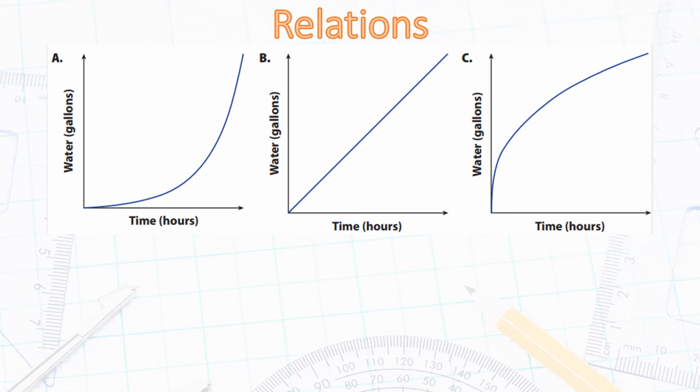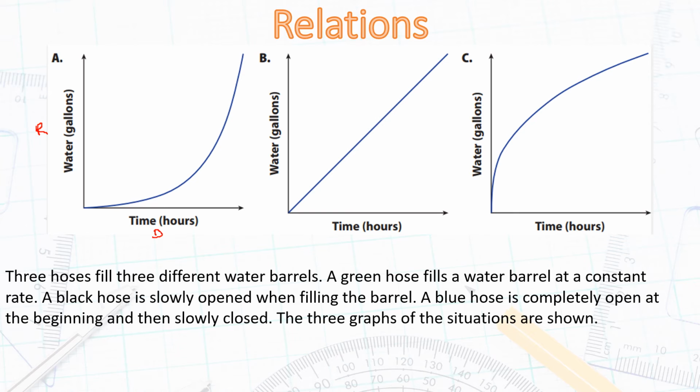All right, we got 3 graphs here, A, B, and C. They all have slightly different shapes, but they all have a domain of time and a range of water in gallons. Okay, so 3 hoses fill 3 different water barrels. A green hose fills a barrel at a constant rate. A black hose is slowly opened when filling the barrel, and a blue hose is completely open at the beginning and then slowly closed. The 3 graphs of the situations are shown. So then which graph represents each hose?